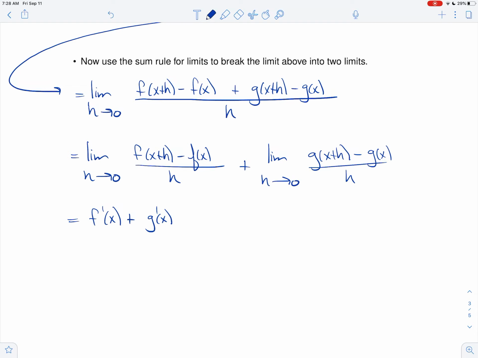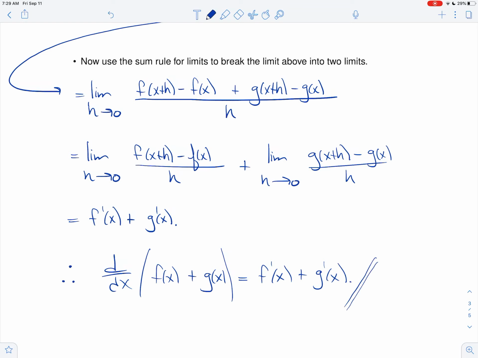Okay, and so the point is, we've just shown, therefore, the derivative of f of x plus g of x is exactly f prime of x plus g prime of x, and we've shown that. Very good. So let's go ahead and do another rule, and then we will practice at the end how to use some of these rules.